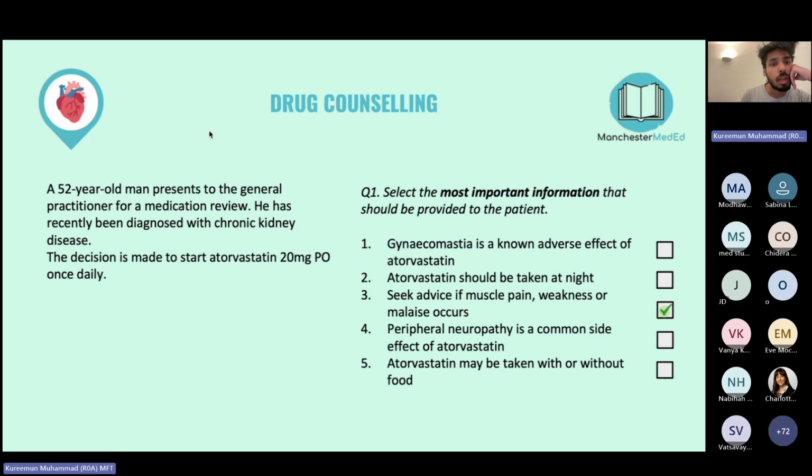gynecomastia. Atorvastatin should be taken at night, which is true, but it's not the most important information to give a patient when you have that rhabdomyolysis option here. Peripheral neuropathy is not a common side effect, and atorvastatin may be given with or without food. That's true, but it's not the most important thing to tell your patient about.